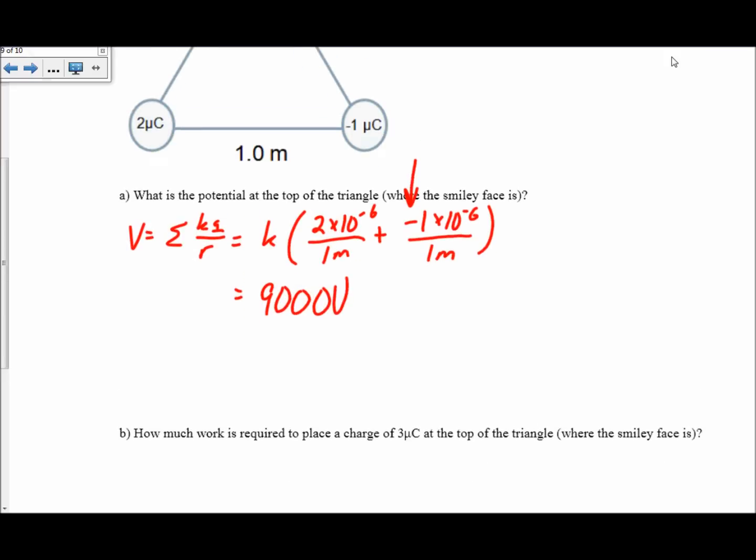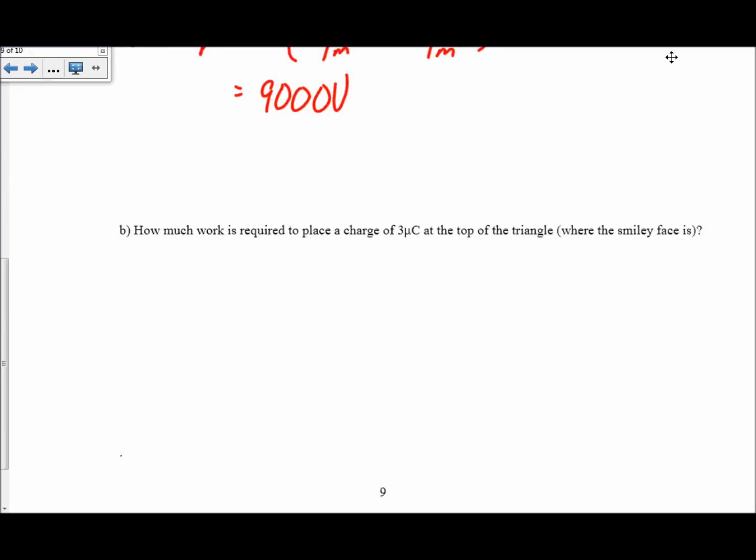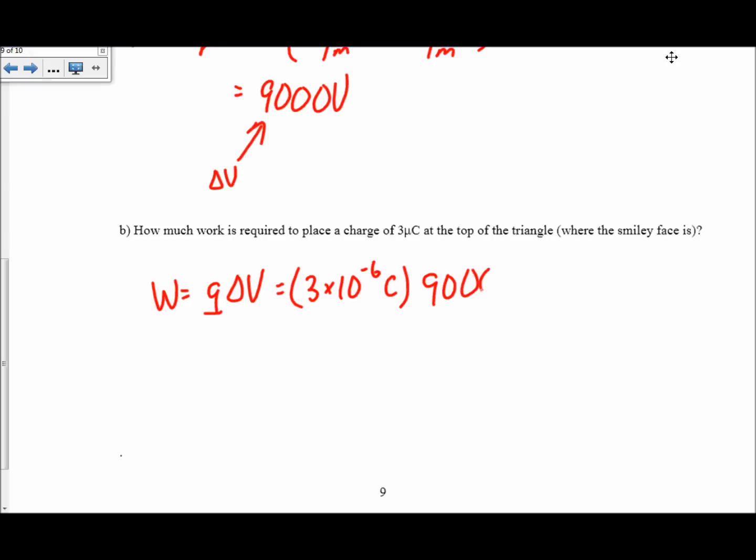How much work is required to take a 3 microcoulomb charge to the top of the triangle? Well, work is just Q times delta V. It should be easy. You've already found delta V right here. So it's going to be 3 times 10 to the minus 6 coulombs times 9,000 volts. That's your change in potential, which is 27.027 joules. That's the answer for the work.